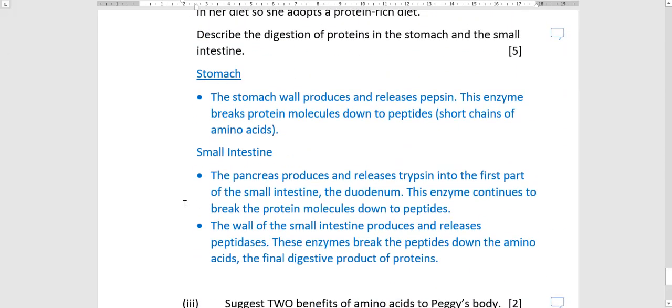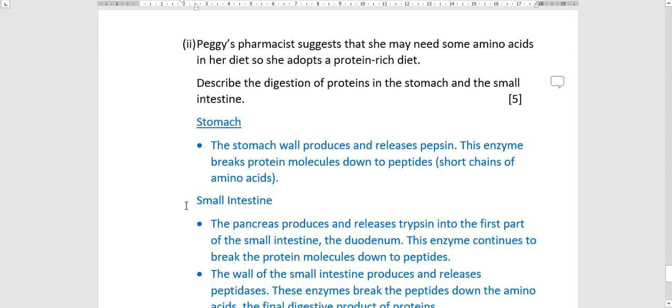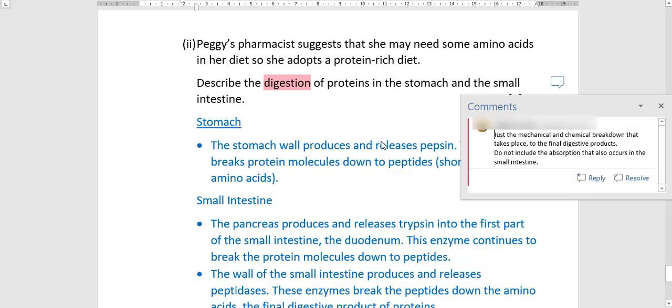There are 2 more parts here. Peggy's pharmacist suggests that she may need some amino acids in her diet, so she adopts a protein-rich diet. Describe the digestion of proteins in the stomach and the small intestine. Okay, so let's see the comment here. If they're asking you to describe digestion, you're looking at just the mechanical and chemical breakdown that takes place to the final digestive products. So you don't need to include absorption that occurs in the small intestine. But remember, that also occurs. But this question is just asking you to describe digestion.